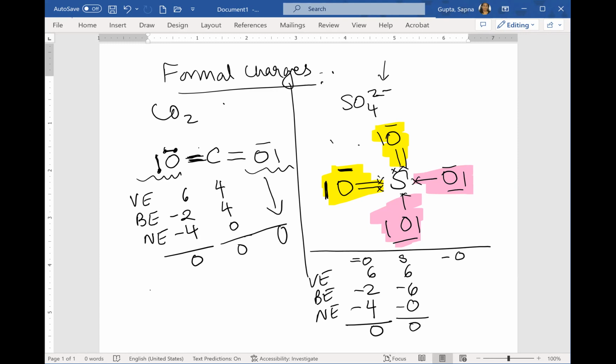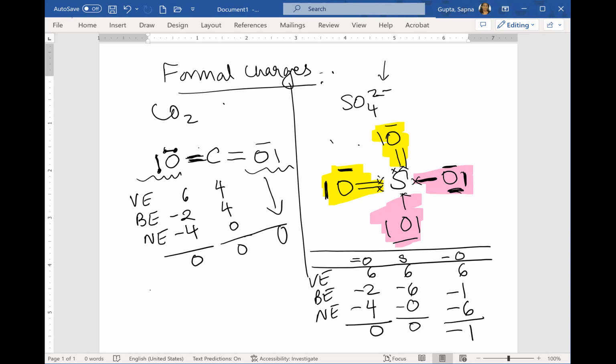Okay, and then lastly, now we are remaining with the oxygen. So in the last oxygen, we have again 6 valence electrons. That doesn't change at any time. How many bonding electrons? We have only 1 because there is only 1 single bond. And then the non-bonding electrons are going to be 6 because you have 3 lines. 3 lines meaning 2 times 3, and that is 6. So 6 minus 1 minus 6 gives us minus 1.